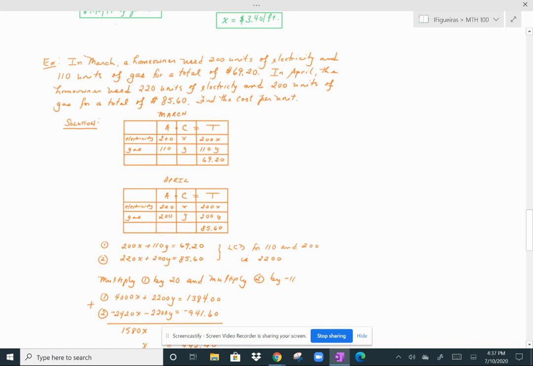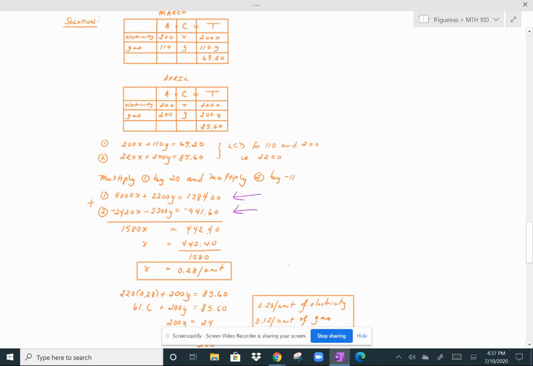So my new equation 1 is 4,000x plus 2,200y equals 1,384. My new equation 2 is -2,420x minus 2,200y equals negative 941.60. So I add those, I get 1,580x equals 442.40, divide by 1,580. And again, you're looking for a cost, so you want to express it in dollars and cents. This works out to be 28 cents a unit.